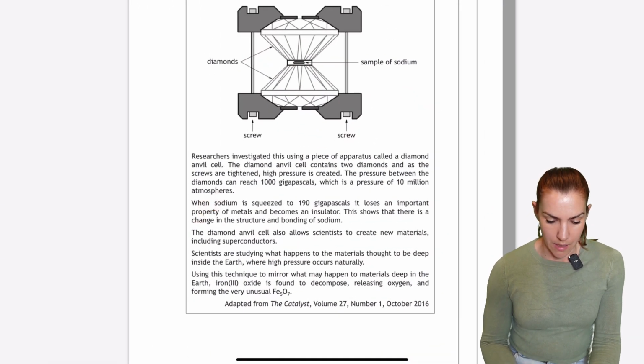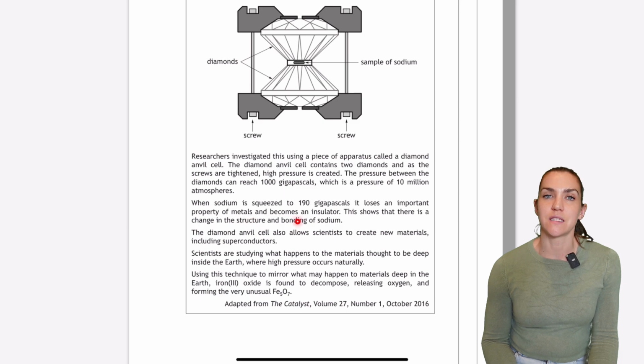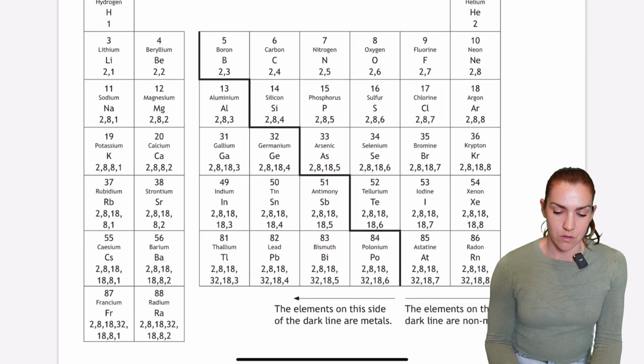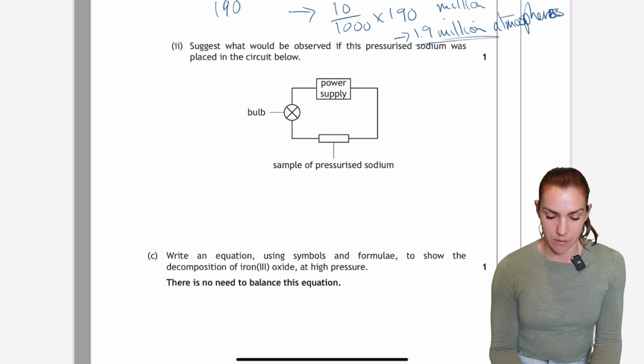What's happened there? So when sodium is squeezed to 190 gigapascals, it loses an important property of metals and becomes an insulator. So if it's become an insulator, then it means it's not conducting. So it means that in terms of what would be observed is that the bulb would not light up.